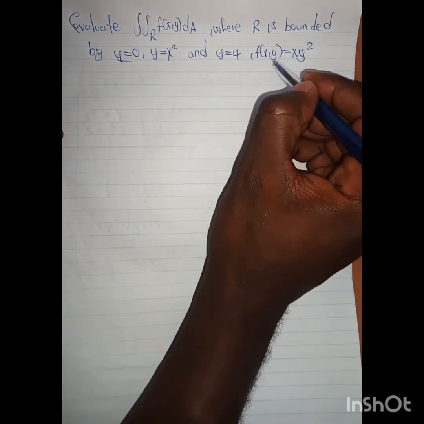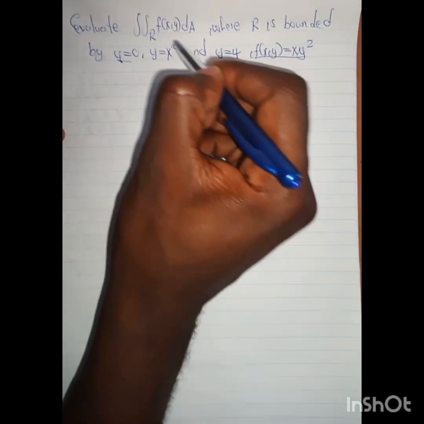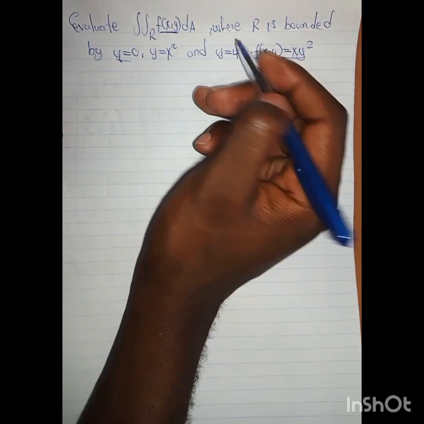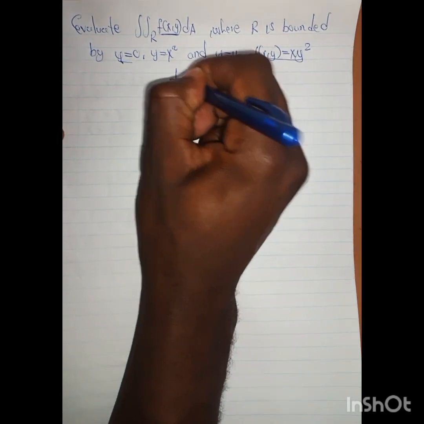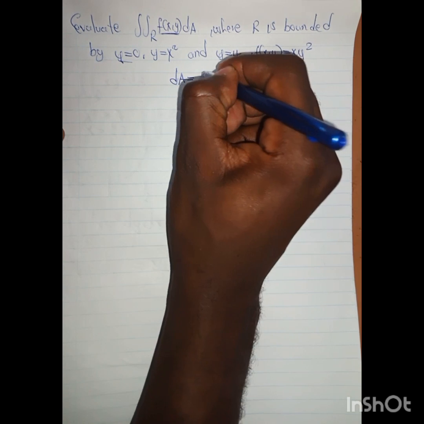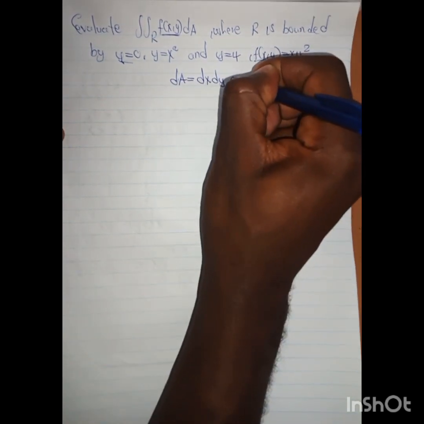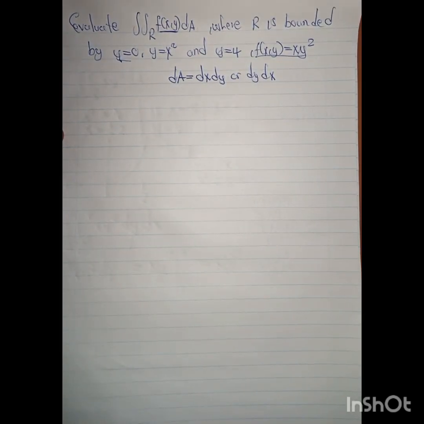When we check here, this function x y squared will be used to replace the following part which we have here. So we also have dA. What is dA? dA is used to represent dx dy, or dy dx, depending on how we have arranged our limits of integration.